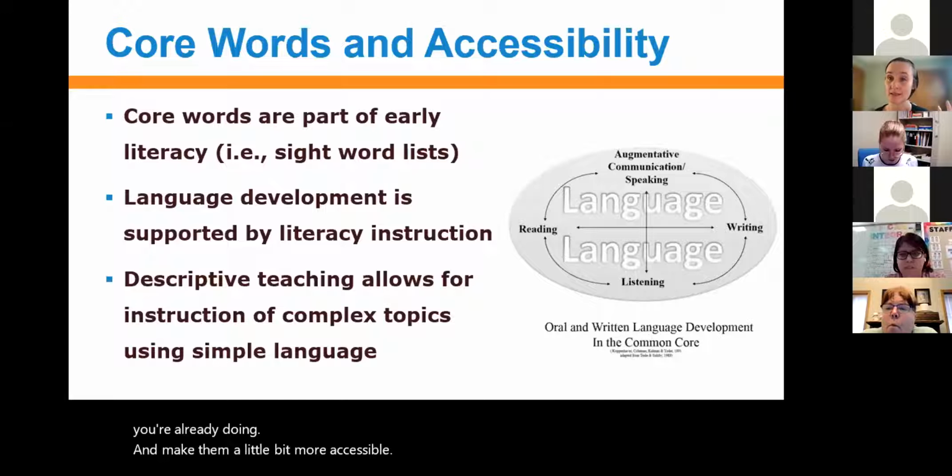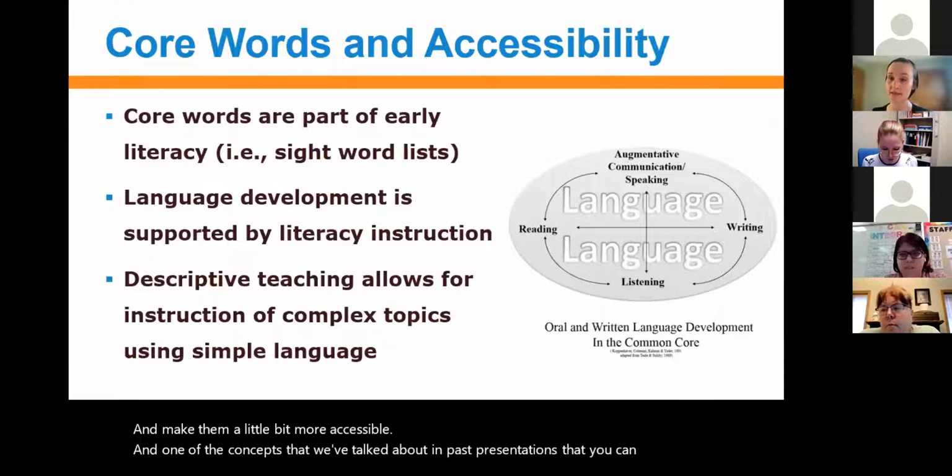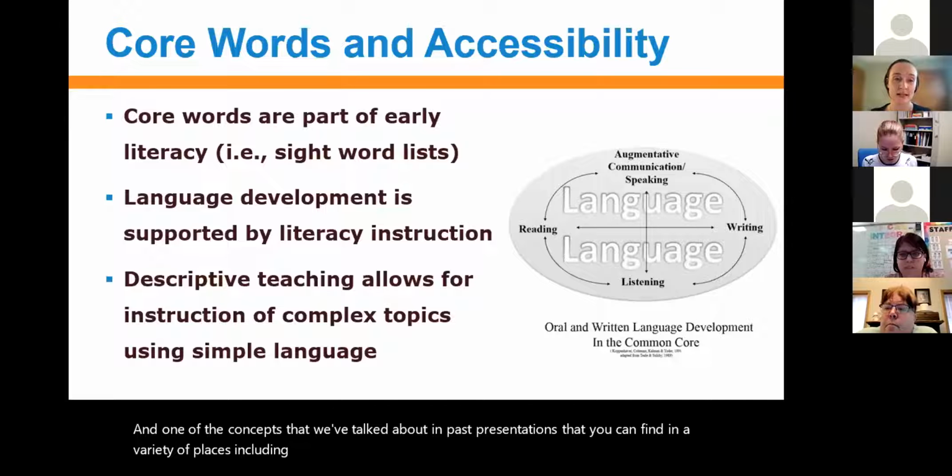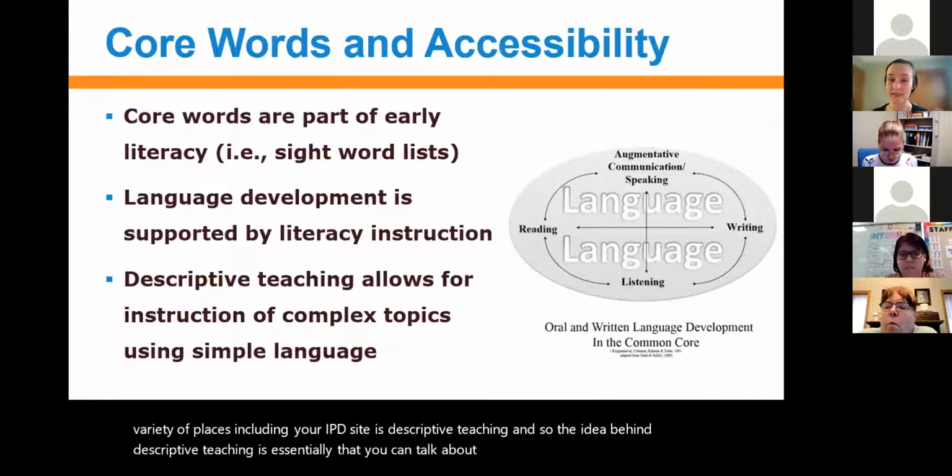One of the concepts that we've talked about in past presentations, that you can find in a variety of places, including your EPD site, is descriptive teaching. The idea behind descriptive teaching is essentially that you can talk about higher level, more complex topics using language that kids already have access to and understanding of.